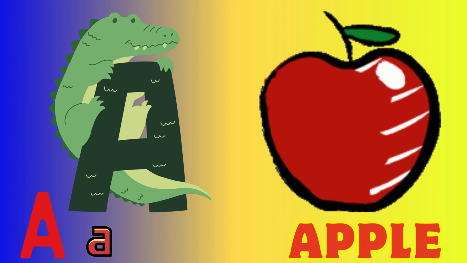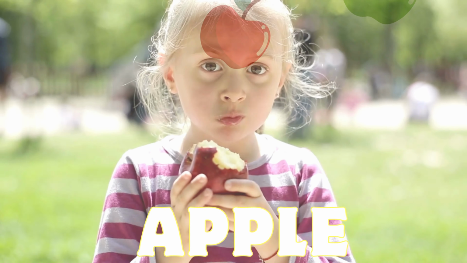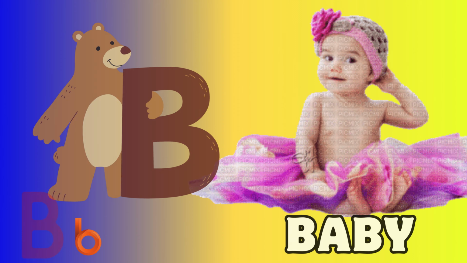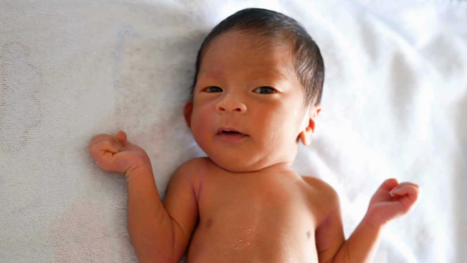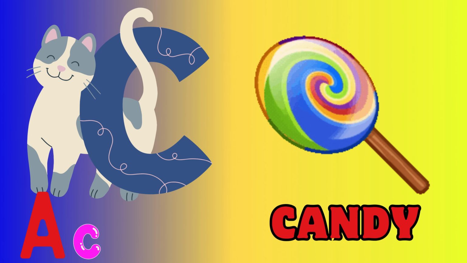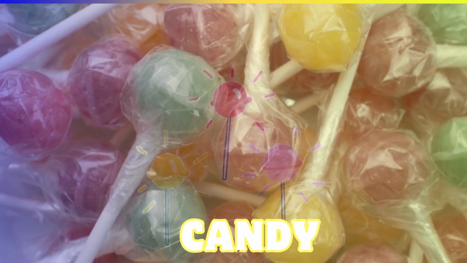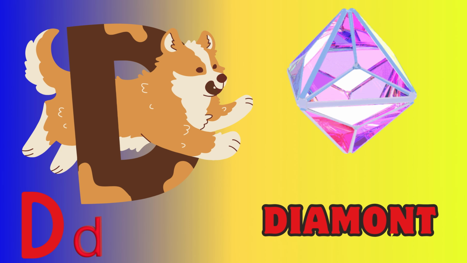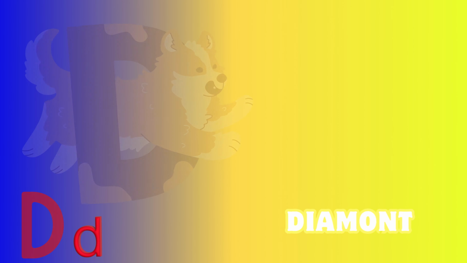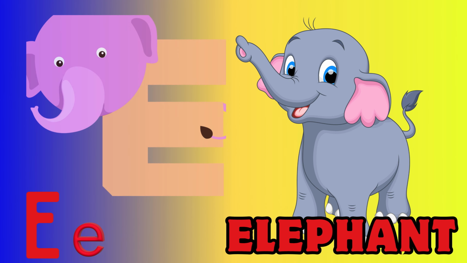A is for apple. Apple, apple. B is for baby. Baby, baby. C is for candy. Candy, candy. D is for diamond. Diamond, diamond. E is for elephant.